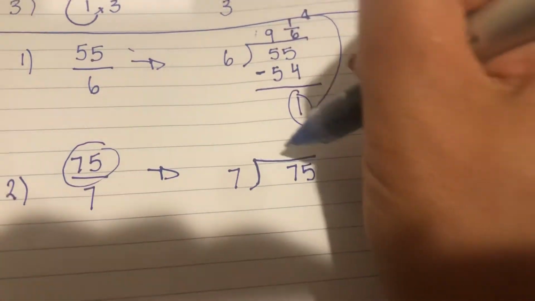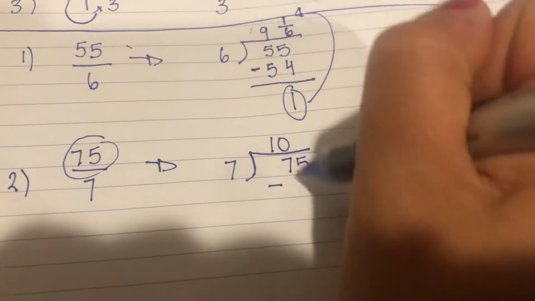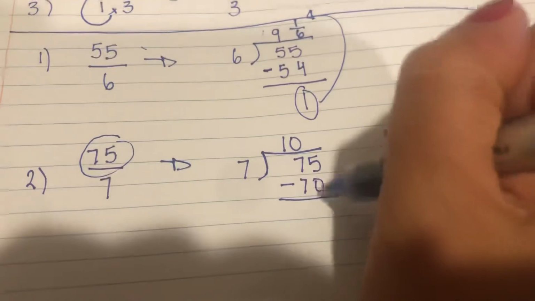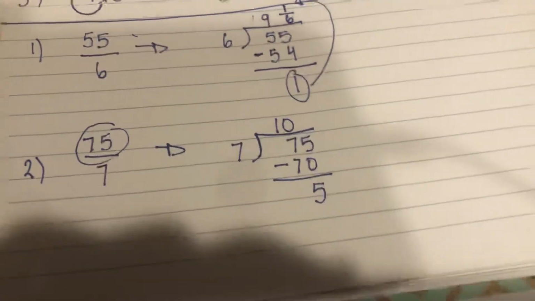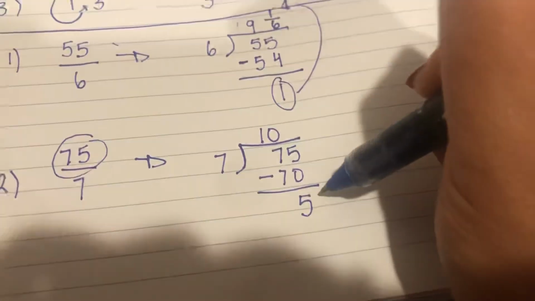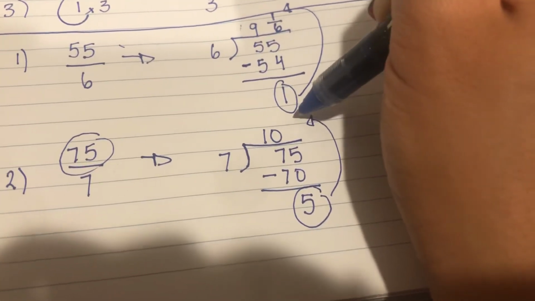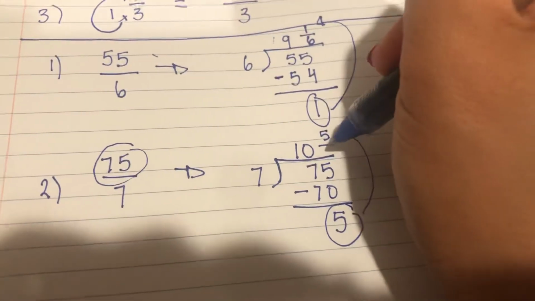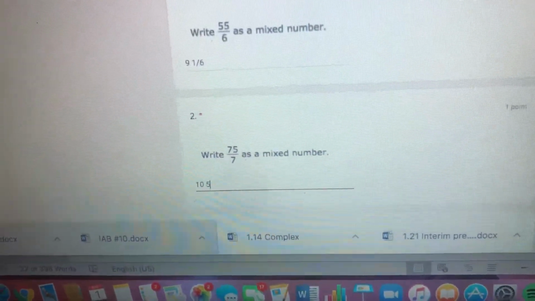So now, as a mixed number, I have to find out how much extra I have. I know that 7 goes into 75 at least 10 times. So now I'm going to subtract 70 from 75, because 10 times 7 is 70, and I find out how much is left over. That means we have 5 extra. So again, I take the remainder, and the remainder becomes the numerator. So this would be 10 and 5 over, and like I said, the denominator stays the same. So our answer here would be 10 space 5 over 7.